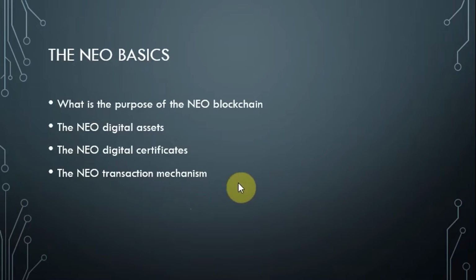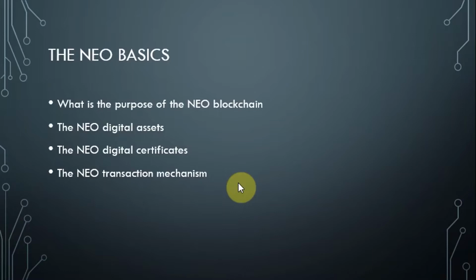So what is the purpose of the NEO blockchain? The NEO blockchain actually is an open network for smart economy. It utilizes blockchain technology and digital identities to digitize assets and automate the management of digital assets using smart contracts. So that is the purpose of the NEO blockchain. NEO was founded in 2014, and it was open sourced on GitHub in June 2015. Its mainnet was released in October 2016.